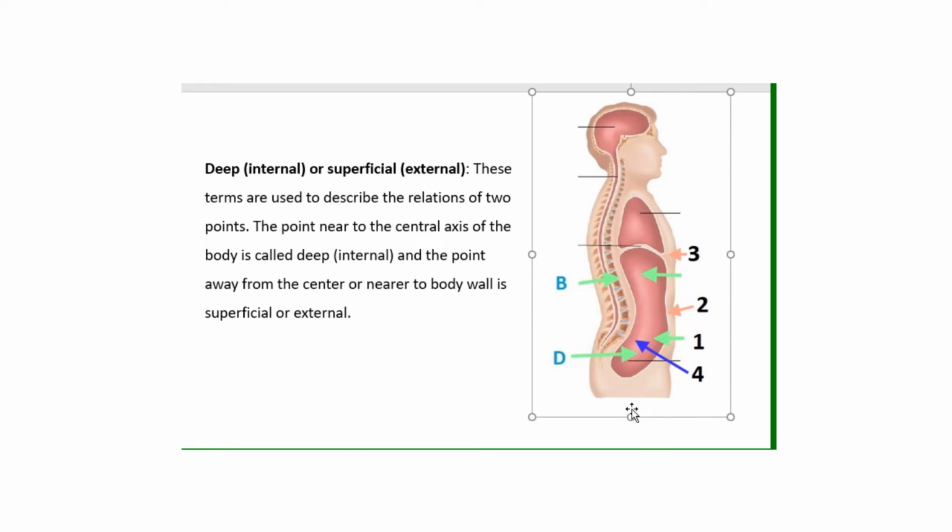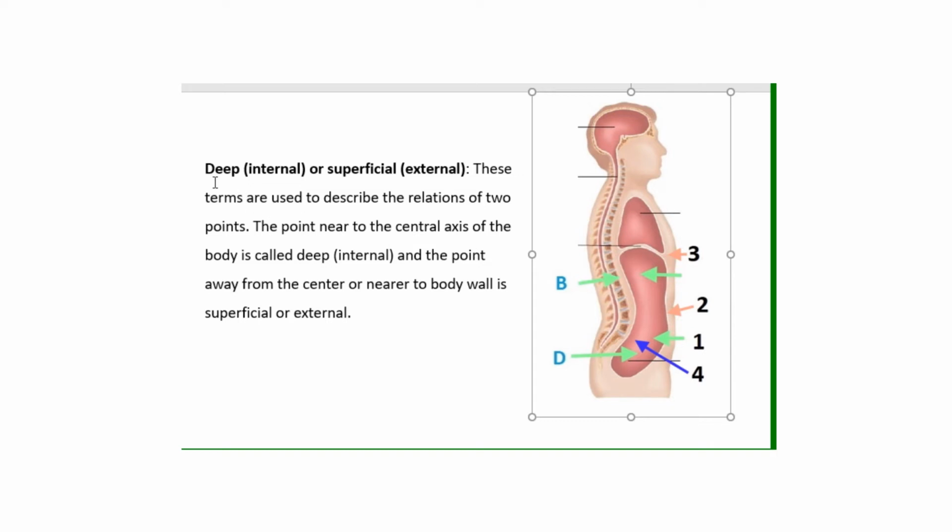So point C, point 3, we imagine that it is in the skin, is superficial to point here, which is deep inside the body cavity. Point on the skin here, on the posterior body wall, is superficial to point here on the vertebral column.